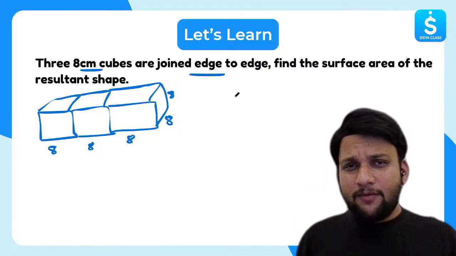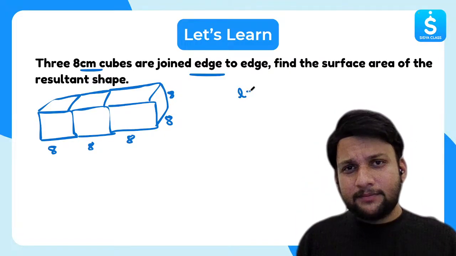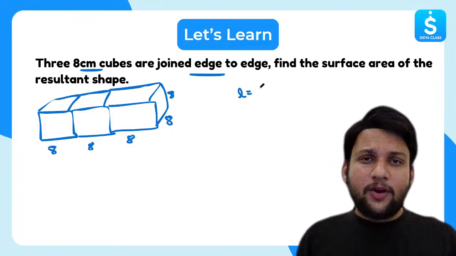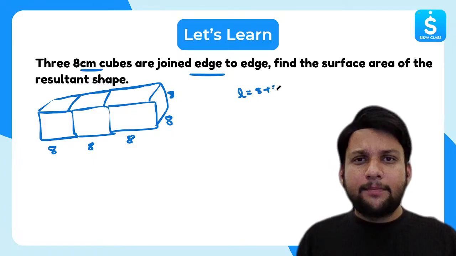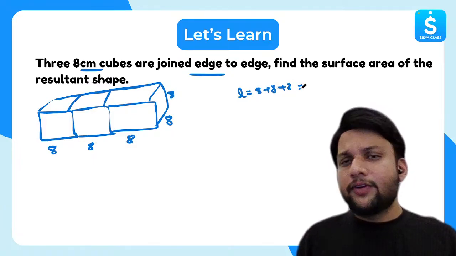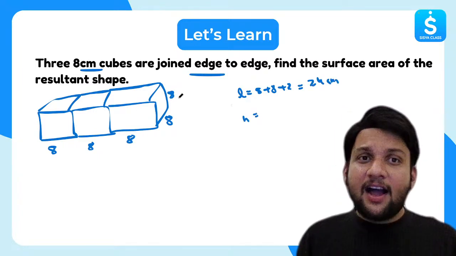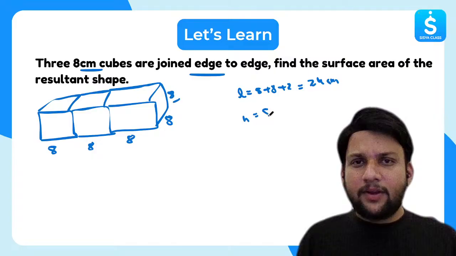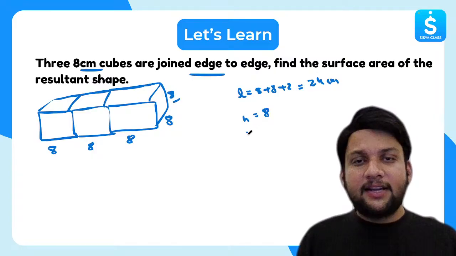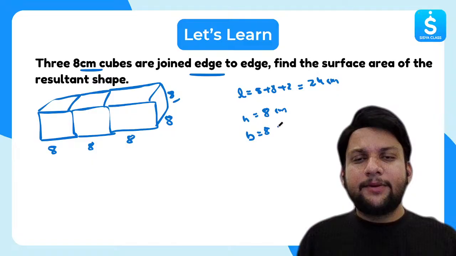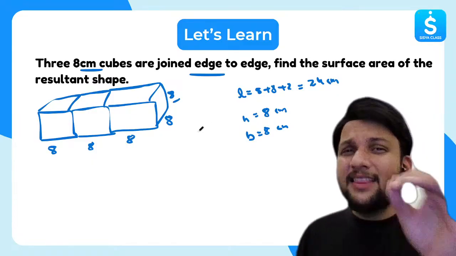Okay, can you tell me what is the length of this cuboid? The length of this cuboid is 8 plus 8 plus 8. That is 24 centimeters, right? What is height? Height is this. Height is same as 8. Okay. What is breadth? Breadth also same. That is 8 centimeters. So I have height as 8 centimeter, breadth as 8 centimeter, but length changes.